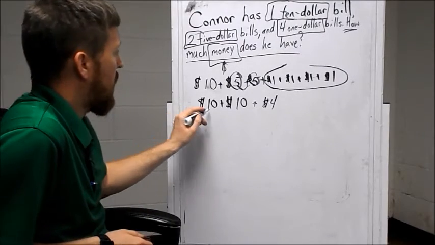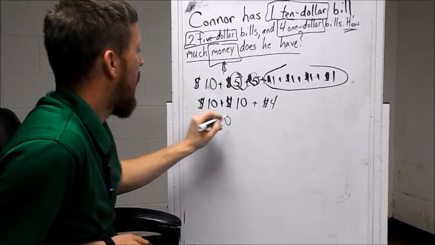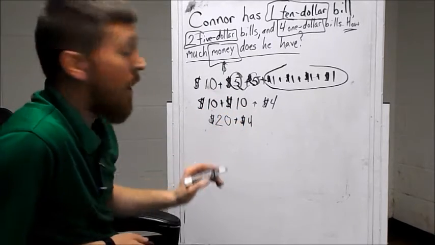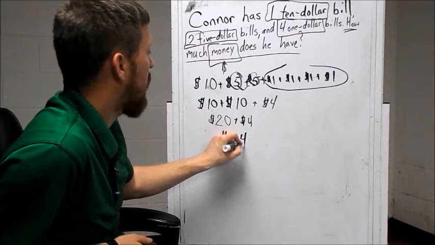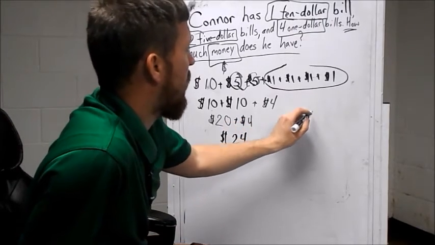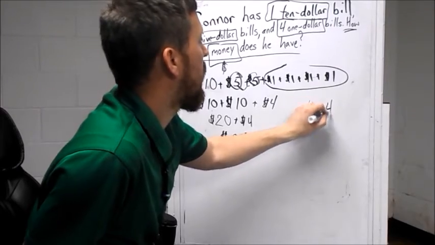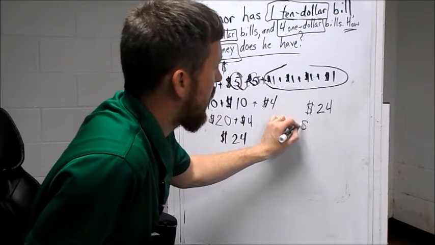My next step is to take 10 plus 10, which is 20, and then I bring that $4 down. And my final answer is going to be 20 plus 4 is $24. I can write this 2 ways, okay? I can write over here that it equals $24.